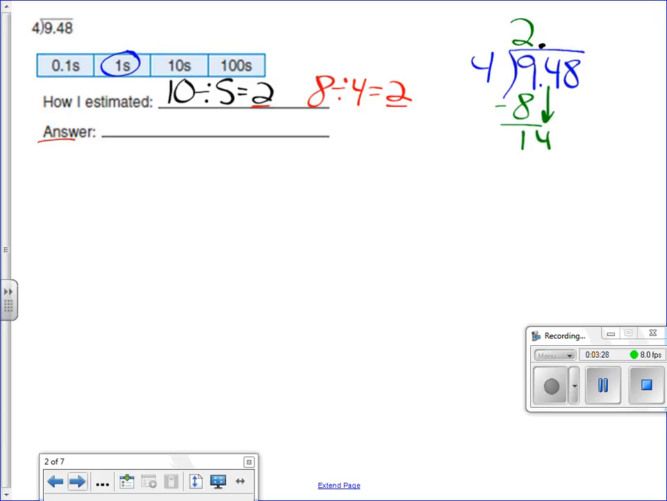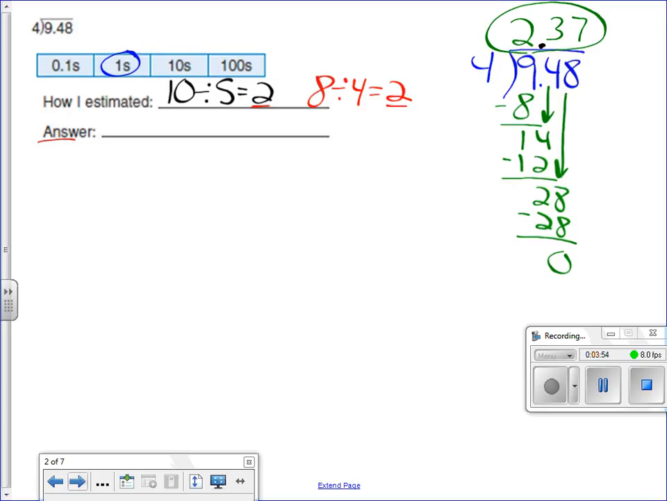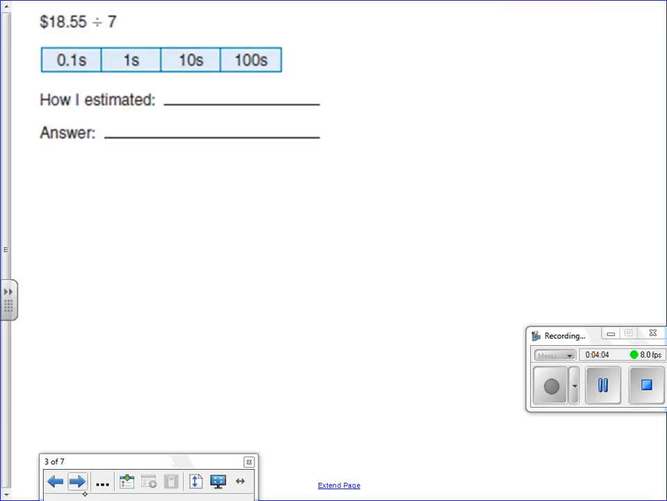How many times can 4 go into 14 without going over? That is 3 times. 4 times 3 is 12. Go ahead and subtract. Bring down the 8. How many times can 4 go into 28? 4 goes into 28 7 times. 4 times 7 equals 28. Ends with a 0. I'm going to double check. Are there any other numbers to bring down? There is not. So my answer is right up here at the top. 2 and 37/100. It is very close to my estimated answer. So I'm double checking. That is correct. I'm going to go on to my next problem.